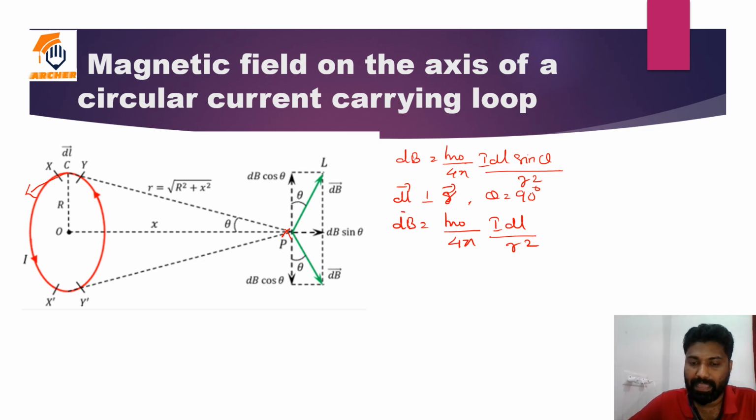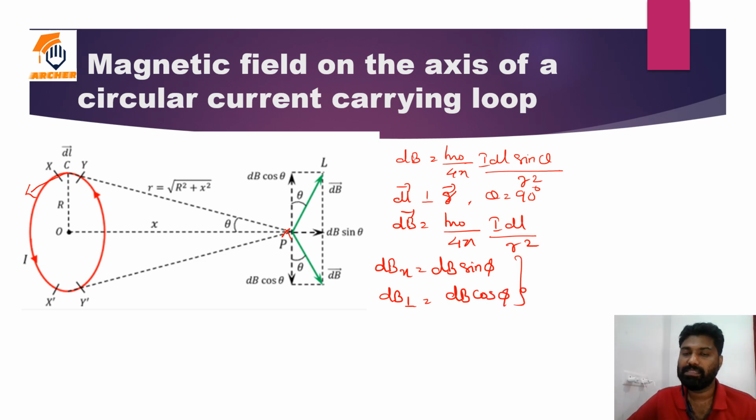Here this dB lies in the plane of the paper and is perpendicular to r. So here we are taking the components of dB. Along the axis we will get dB sin phi and perpendicular dB cos phi. So along the x axis I am taking dB sin phi, and the perpendicular component is dB cos phi. These are the two components we are getting.